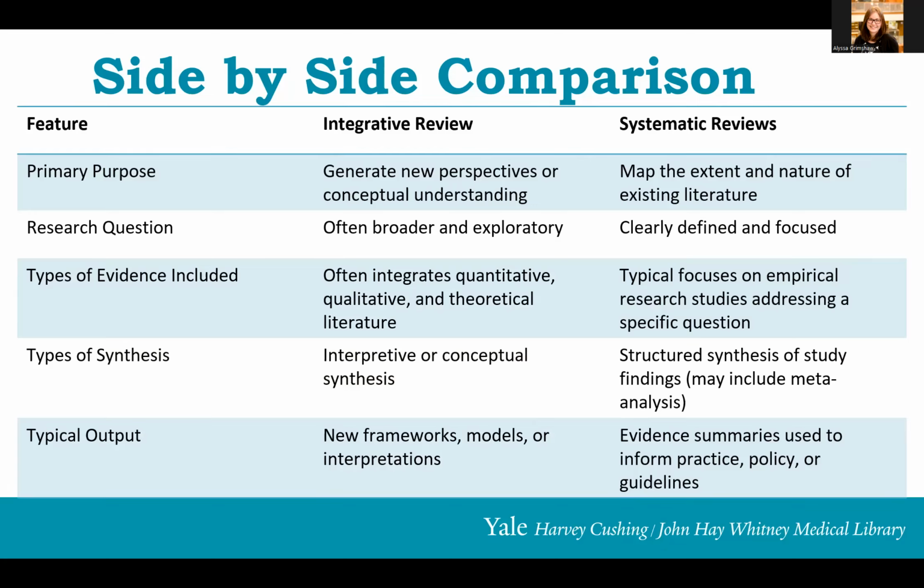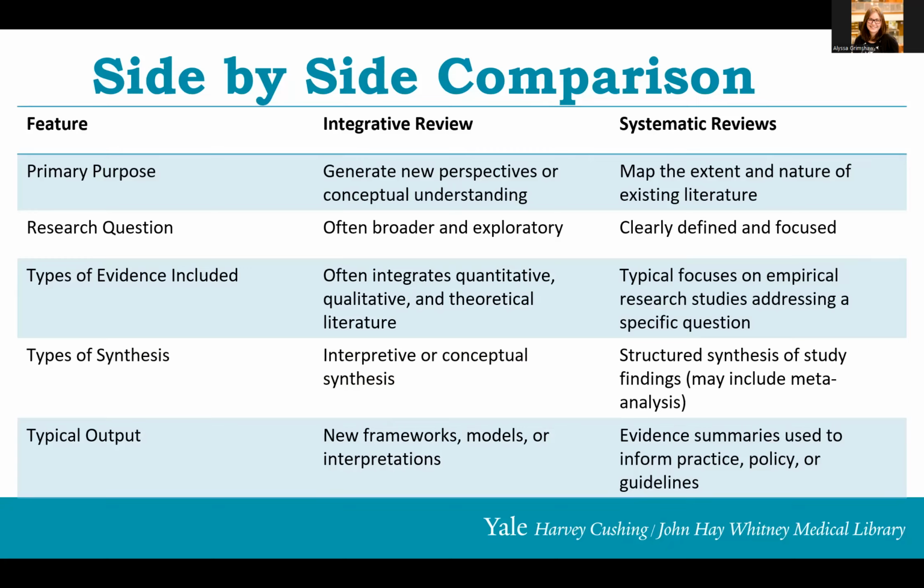For more information on systematic reviews, please check out that other video or one of our more in-depth videos or classes. This table compares integrative reviews and systematic reviews, which are commonly also confused. Systematic reviews are designed to answer a clearly defined research question using a structured and reproducible methodology. They typically focus on empirical research studies and aim to synthesize findings related to a specific intervention, outcome, or phenomenon. Integrative reviews, in contrast, often take a broader approach and intentionally include multiple forms of evidence, such as theoretical papers or qualitative studies.